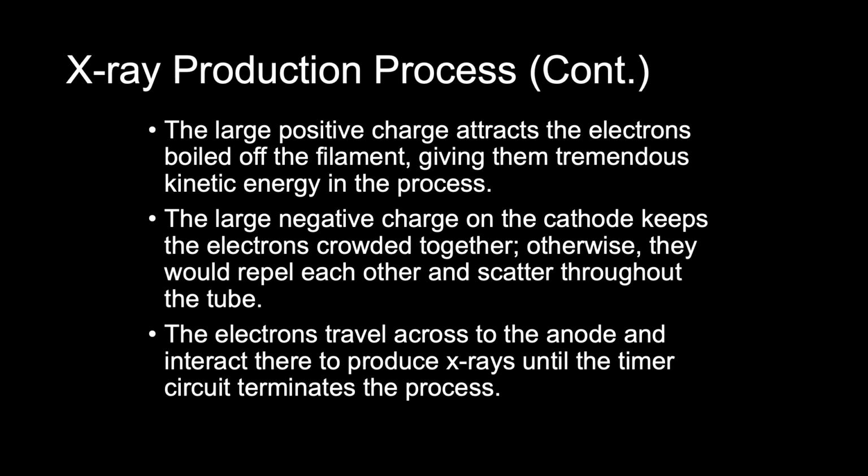The large negative charge on the cathode keeps the electrons crowded together. Otherwise, they would repel each other and scatter throughout the tube. The electrons travel across to the anode and interact there to produce X-rays until the timer circuit terminates the process.